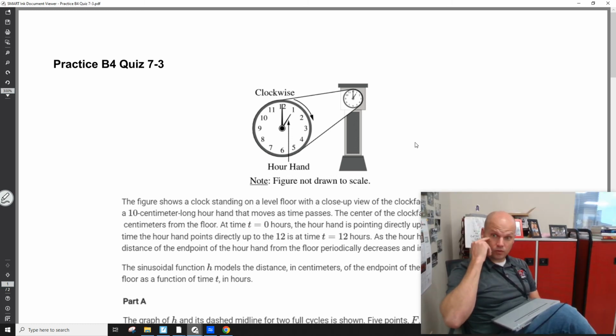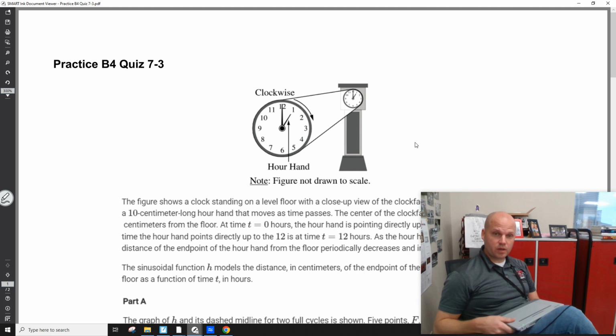Might actually do this for all the periods just to give you guys a similar experience. We are going to do the practice problems before the quiz. You're going to take the quiz. We have a test next class.